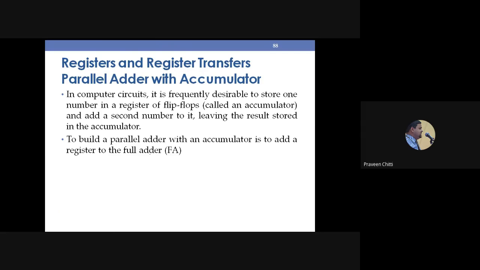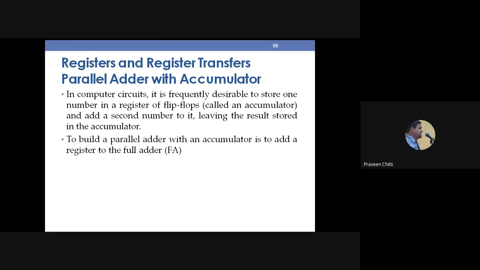Okay, the next more important question from this part: parallel adder with accumulator. Now what exactly do you mean by parallel adder? Already you have studied that a full adder can be used to add two single-bit numbers along with the carry. But when you want to add multi-bit numbers, you have to use a group of full adders connected in cascade, and you can add two multi-bit numbers with or without carry. That arrangement of cascaded full adders is called a parallel adder.